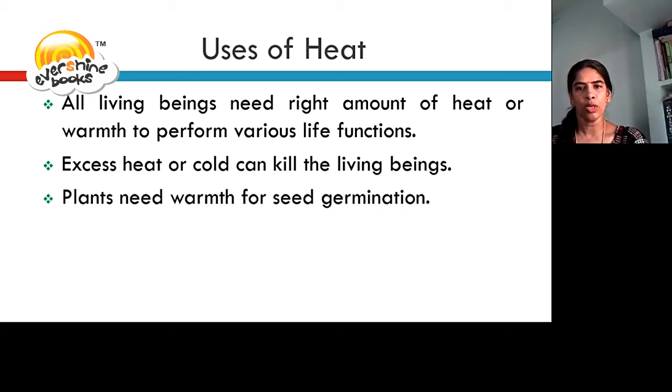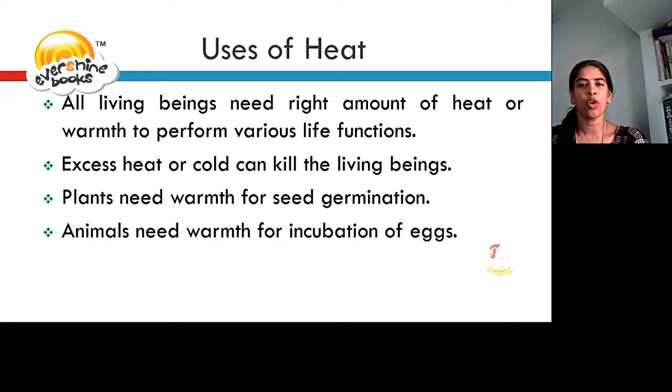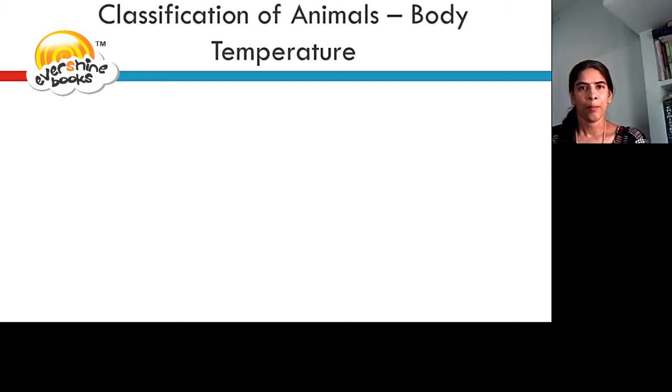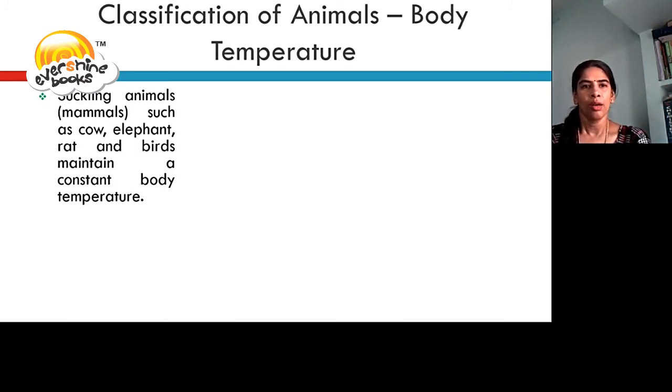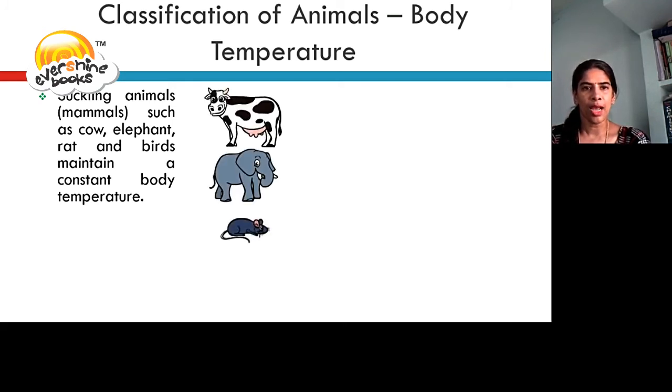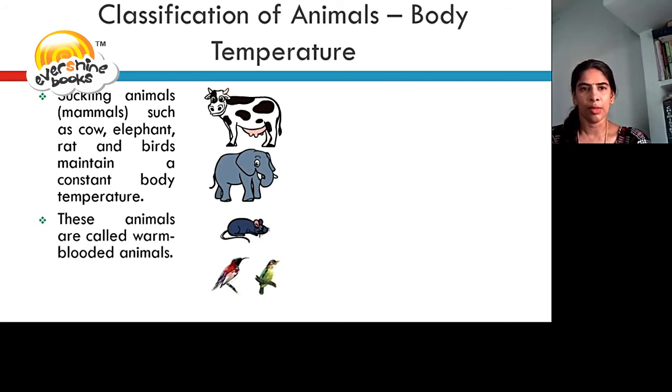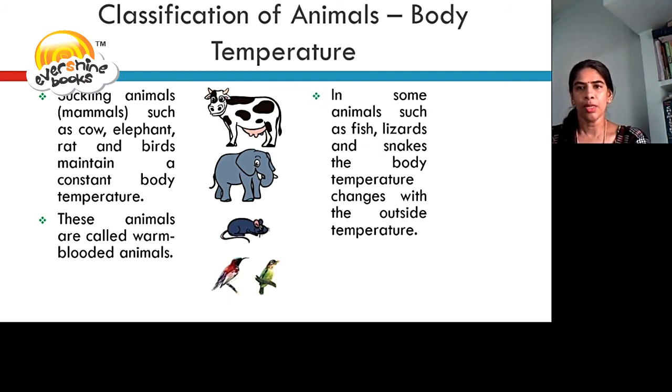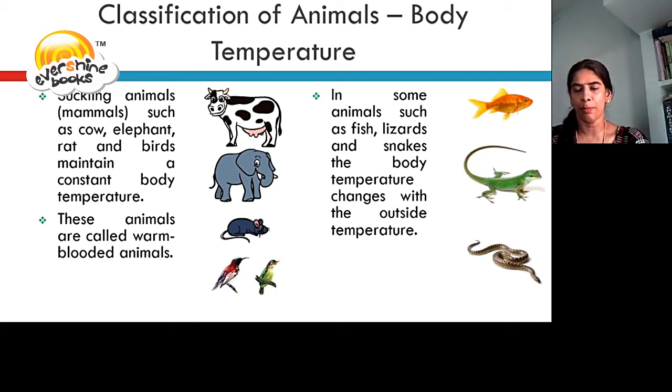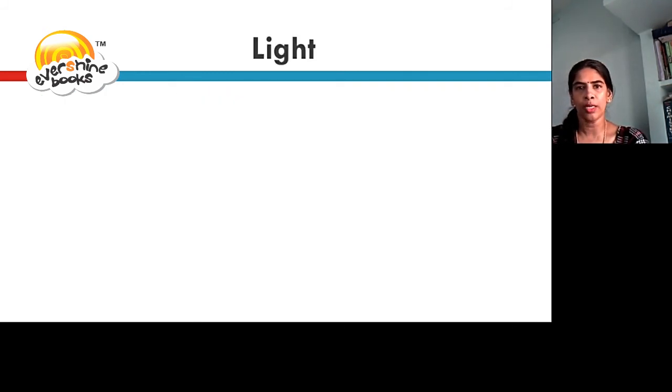Plants need warmth for seed germination. Animals need warmth for incubation of eggs. Let us now classify the animals based on body temperature. Suckling animals known as mammals, such as cow, elephant, rat, and birds maintain a constant body temperature. That means they do not change their body temperature with respect to their surroundings. These animals are called warm-blooded animals. In some animals such as fish, lizards and snakes, the body temperature changes with the outside temperature. These animals are called cold-blooded animals.